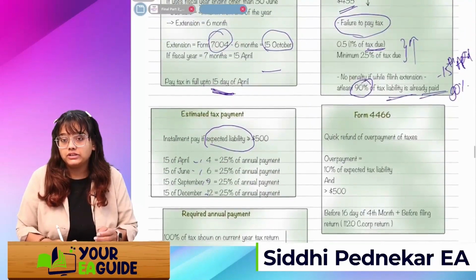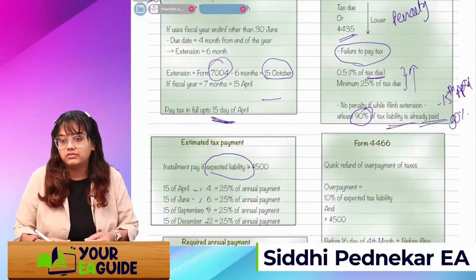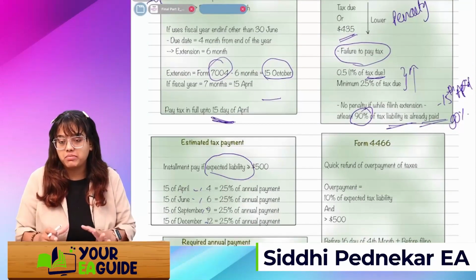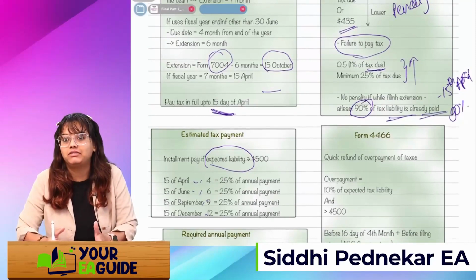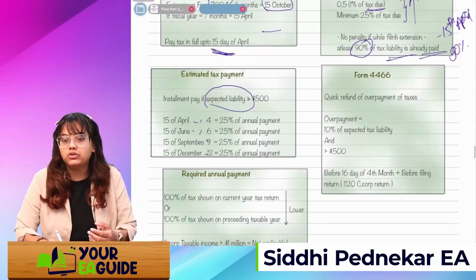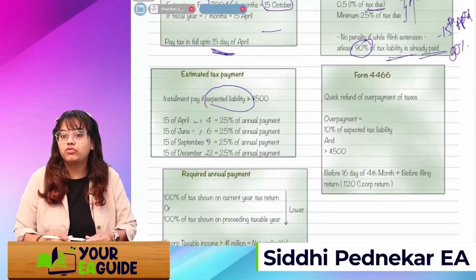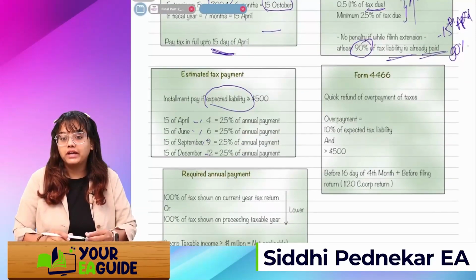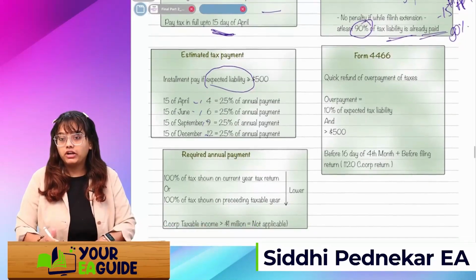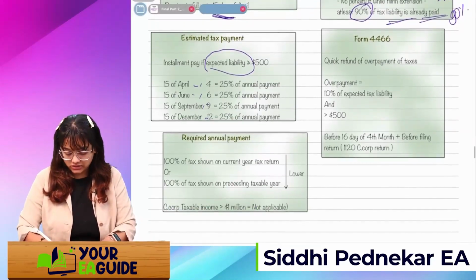Okay. Next, what if I have paid more than that? Whatever my liability is, once I have extended, at that time I have paid a lump sum amount, and then I came to know that actually the tax liability is lesser than what I expected and paid. Then you can apply for the refund by filing Form 4466. Okay, 4466, you have to file the form to get a quick refund of the overpayment of the taxes.